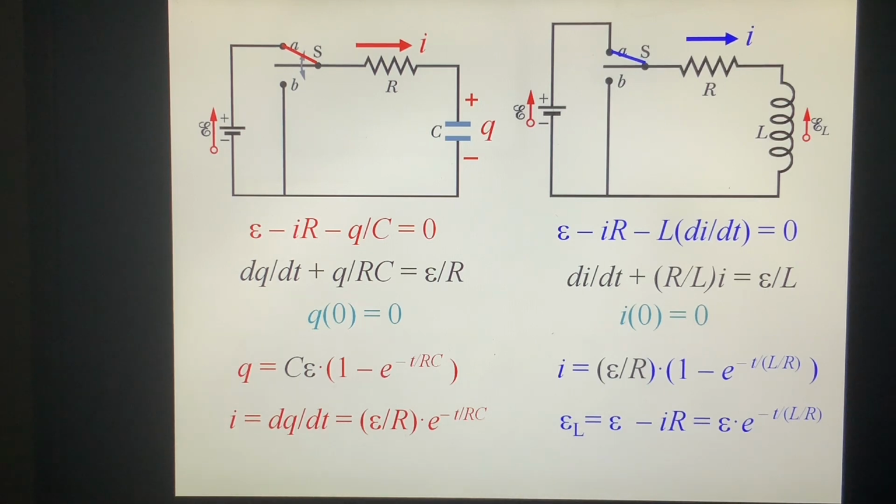And these two circuits will have tau equal to RC and tau equal to L over R. We call them time constants. What does time constant mean? Time constant means when t equals the time constant, about 2/3, 67% has finished. When t equals 2 tau, 95% of the process has finished. Okay.